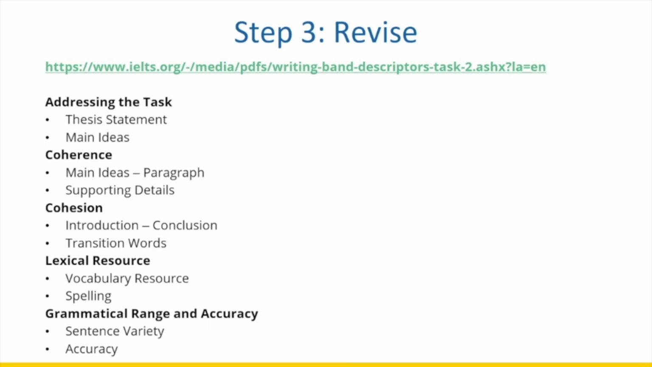And last point is our grammatical range and accuracy. And sentence variety, that means that you have 4 different types of sentences that we discussed many times earlier. So you have to make sure you include 4 types of sentences, such as simple sentence, compound sentence, complex sentence, and compound complex sentence. And the last point, it's accuracy. So that means when you write your sentences or your essay, just try to be very accurate and do not use the words you're not sure about.